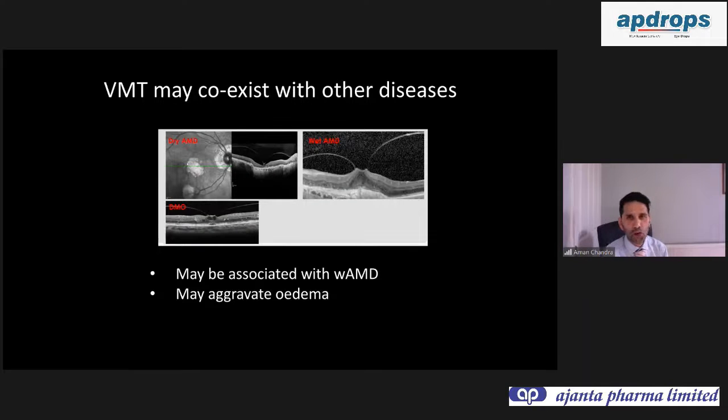Vitreomacular traction may coexist with other diseases. Here we have dry macular degeneration. You can see here atrophy at the macula and pulling. You can see vitreomacular traction pulling on the fovea there. Wet macular degeneration can coexist in it, and even diabetic macular edema. So vitreomacular traction is something that actually is probably more common than we realize, and OCT is allowing us to see this more and more frequently.